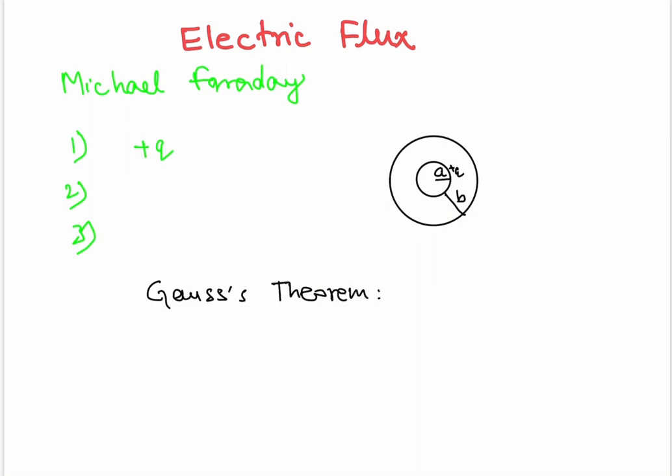which states that the surface integral of the normal component of electric field E over any closed surface in an electrostatic field equals 1 by epsilon naught times the total or net charge contained in a volume enclosed by the surface. That is, surface integral E dot ds is equal to 1 by epsilon naught times Q.